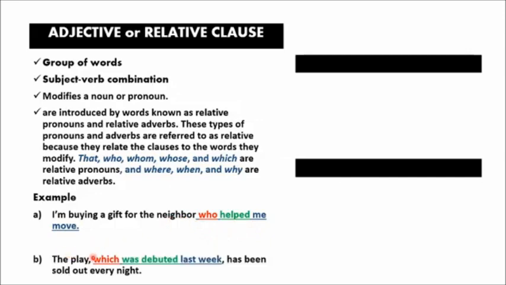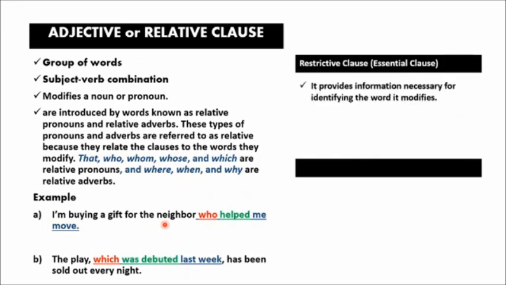Next example. The play which debuted last week has been sold out every night. Which debuted last week is a relative clause or an adjective clause. It contains the pronoun which, which also functions as the clause's subject, and the verb phrase was debuted. The clause modifies the noun play. Now, a relative clause can be a restrictive clause or essential clause if it provides information necessary for identifying the word it modifies.